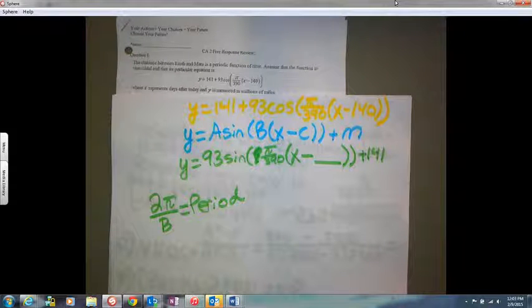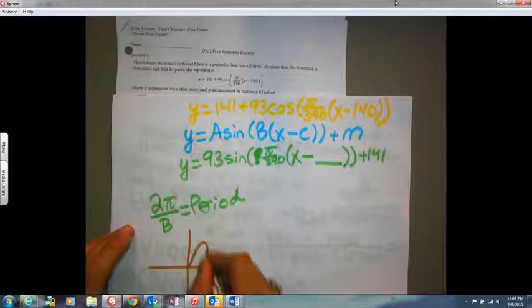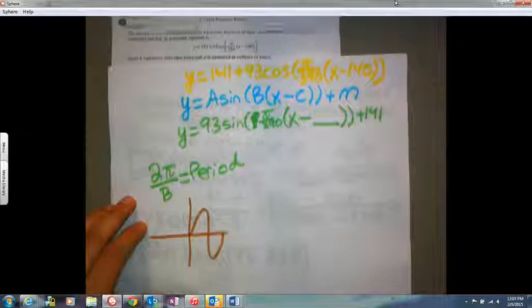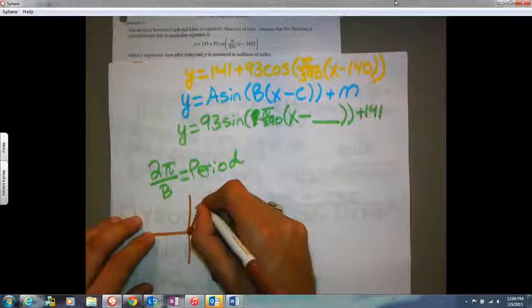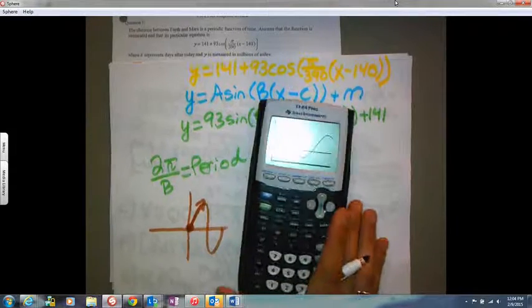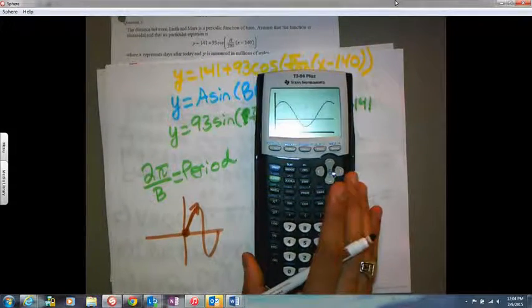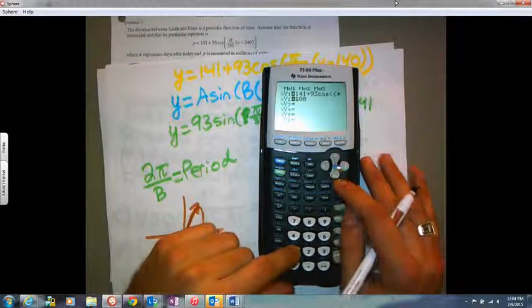So, if you think now about the sine graph, here's the sine graph. The sine graph starts at the midline and goes up. So when I look at my graph, I need to start at the midline and go up for sine. So let me clear out this 100, and instead of putting 100, let me put 141, because that is the midline.